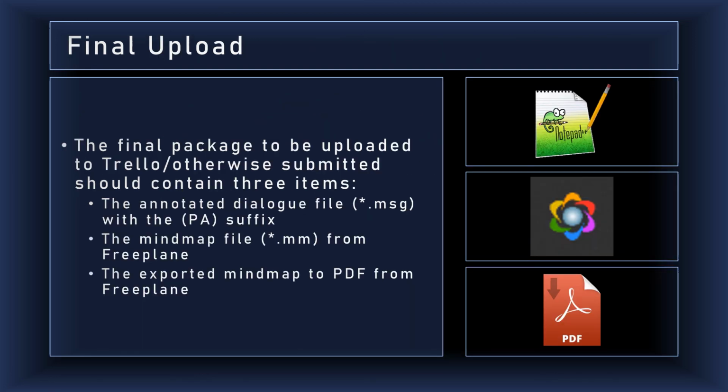And then, of course, we have the final upload. Once you've gotten everything together, you've taken your SSL and your MSG, gotten everything annotated and pretty, and taken that MSG file, converted it into a mind map, and built it up into a nice graphical representation, we're going to do a couple of things. So go ahead and save your message file. Make sure it has that suffix, please. Take your mind map file and save that. Make sure you save the .mm file.